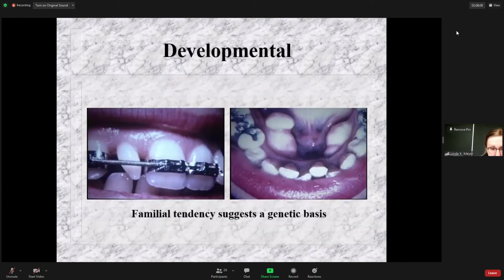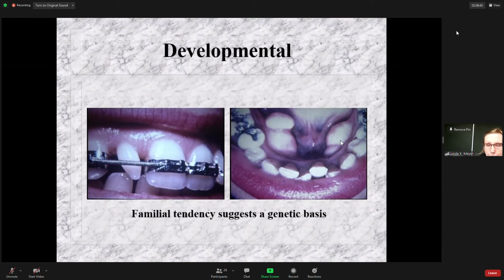Okay, and then again, as I mentioned, peg laterals tend to run in families, which suggests a genetic basis, although they haven't found an exact gene location for peg laterals. And I remember before we actually had a student named Peggy, and she had bilateral peg laterals, but she had crowns on them. And tori tend to run in families.